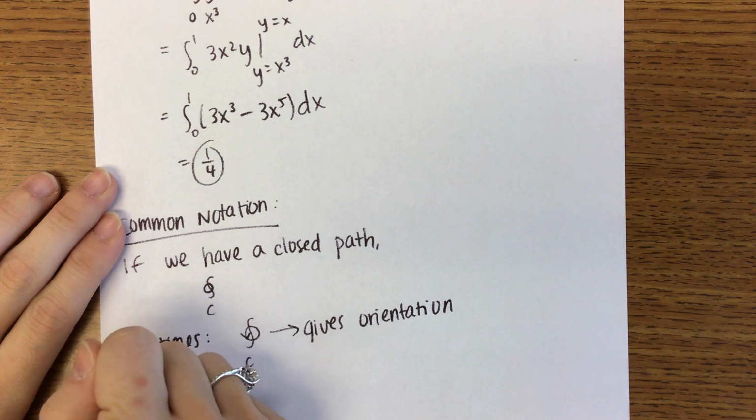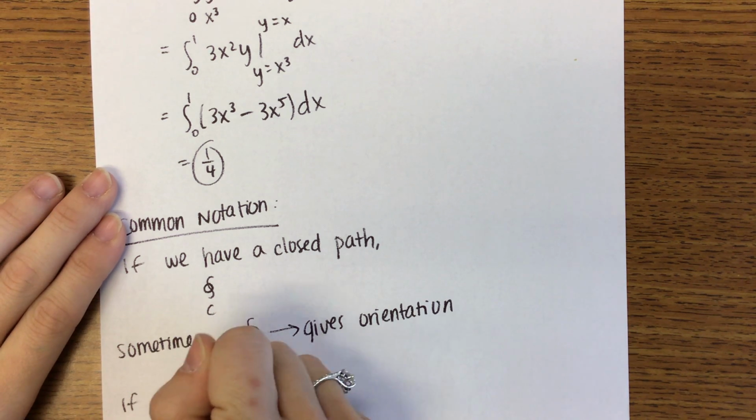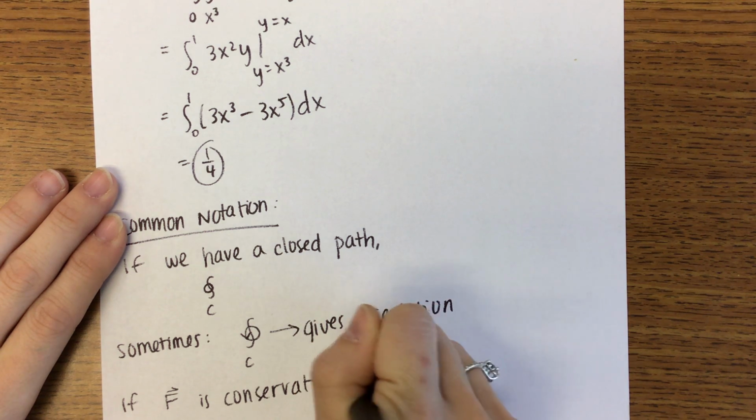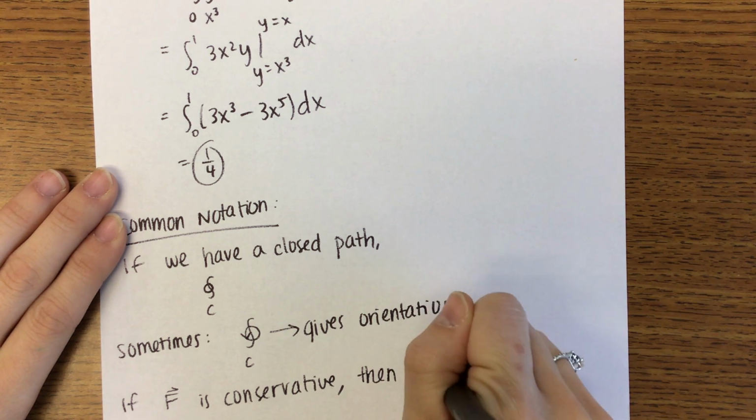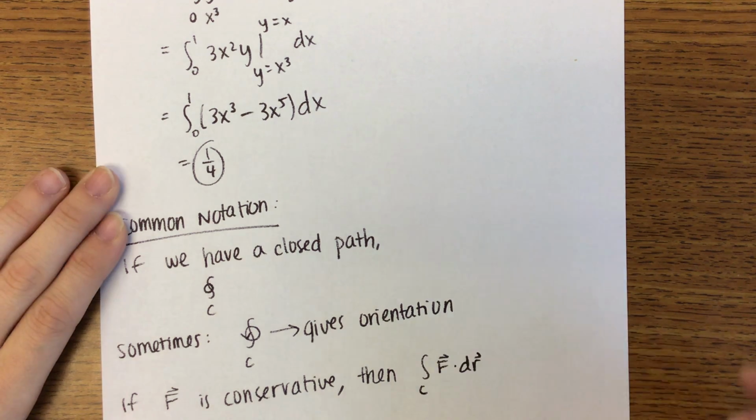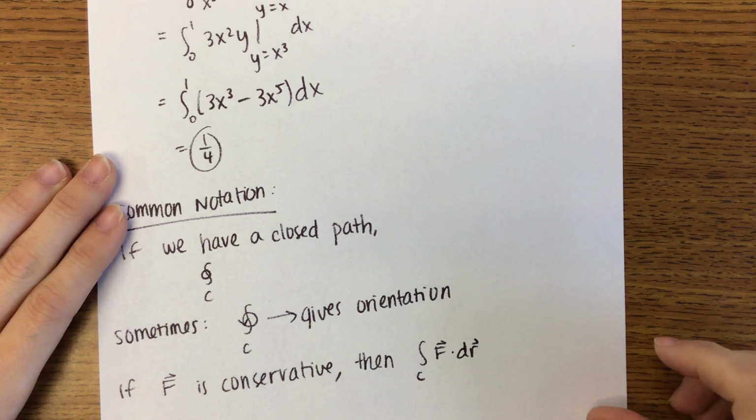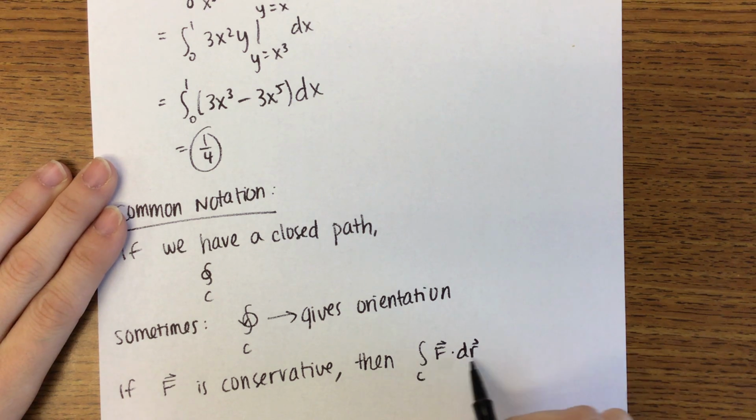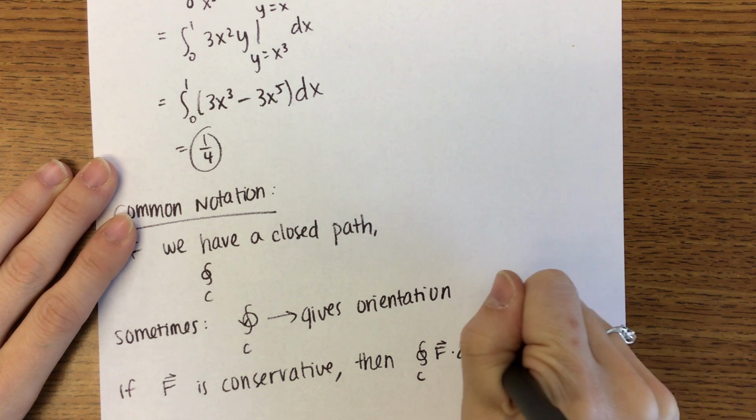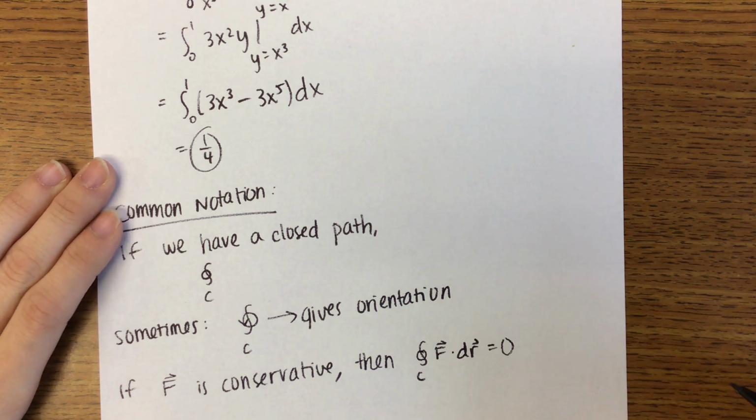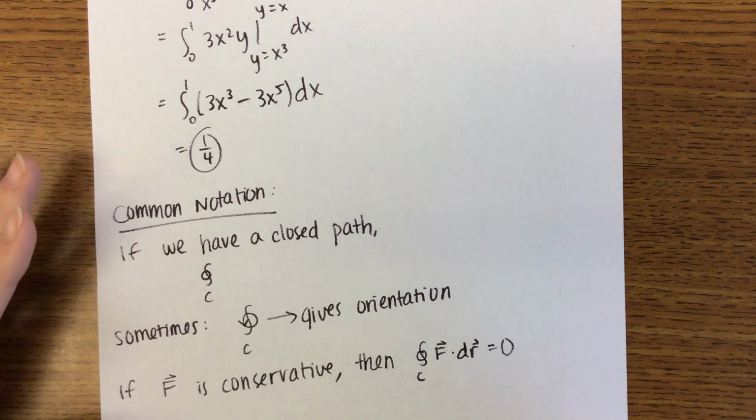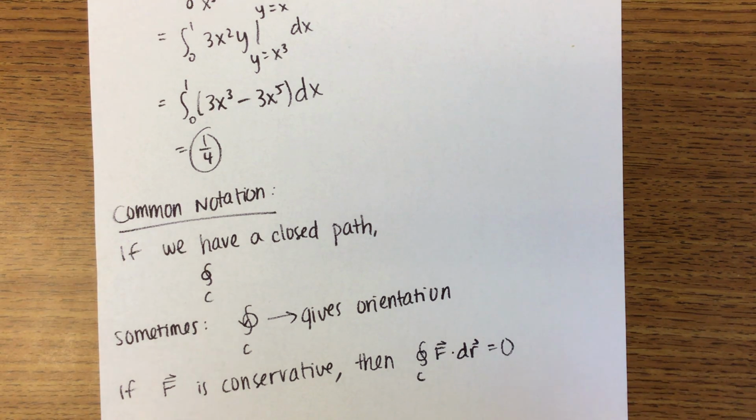Okay, this we already talked about. If f is conservative, please know, this is not necessarily 0. This, though, will be 0. So as soon as we know that it's a closed path, same starting and ending point, then we can say the work will be 0.